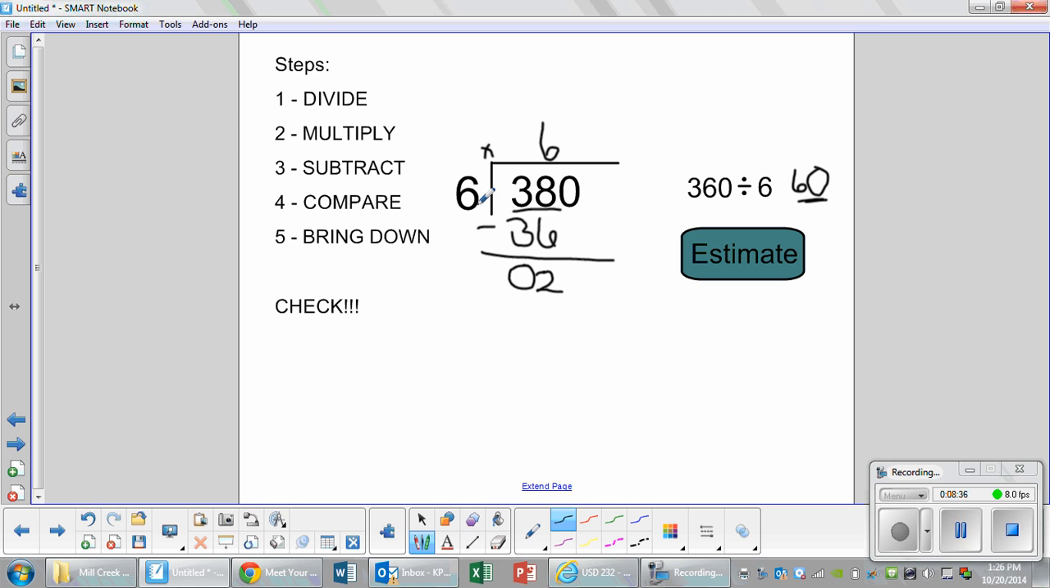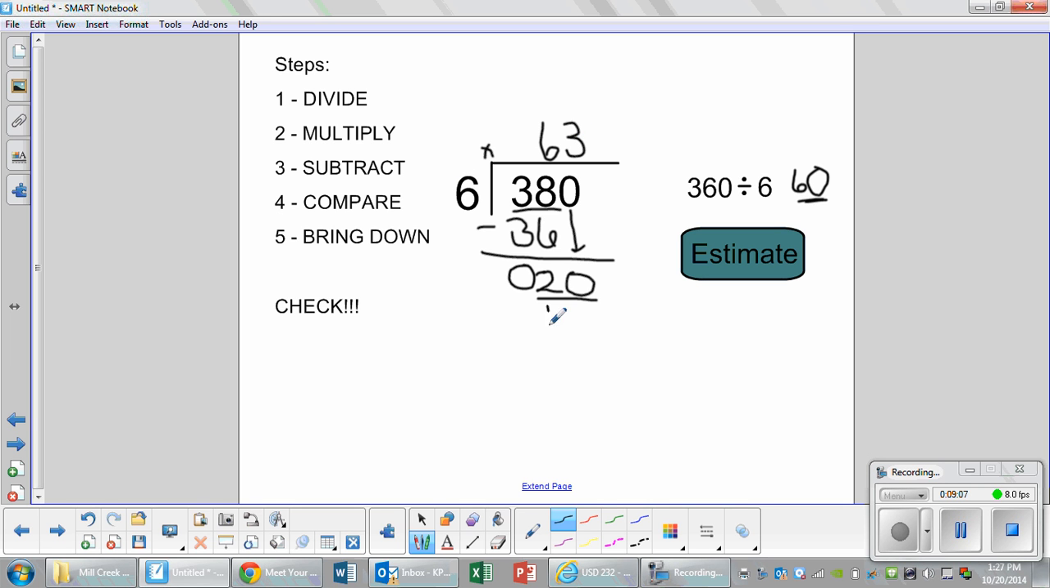And because it's less than 6, I know that I have done my work right. If it were greater than 6, I would need to go back and figure out what I did wrong. The last step is to bring down. So when I bring this down, I am now working with the number 20. When I get down to here, I go back up to the top and I go through all these steps again. So 20 divided by 6 is about 3.